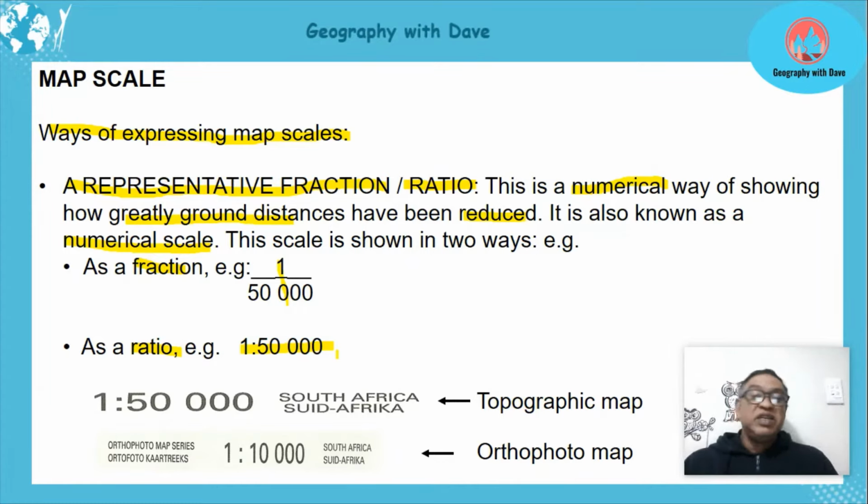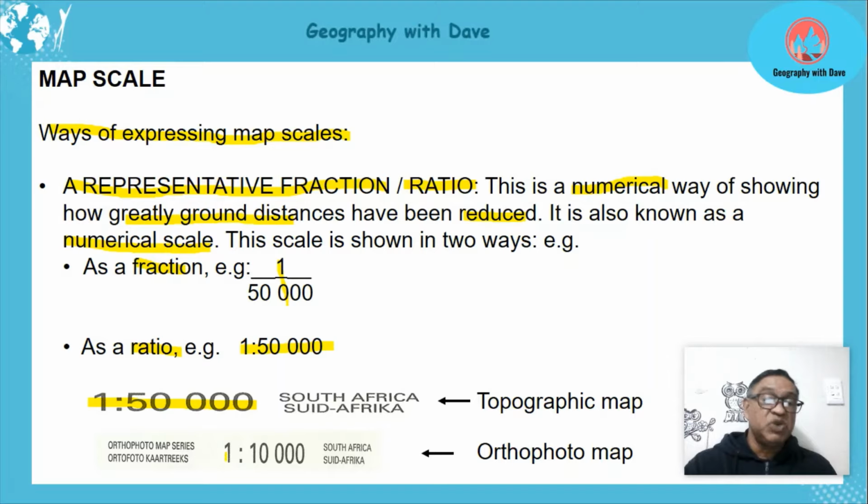Showing you 1:50,000. And this is what we see on the top of our topographic map. Can you see? It shows on the side when they cut it for exams, it shows on the top there 1:50,000. And that is the scale of the topographic map shown there, ratio scale.